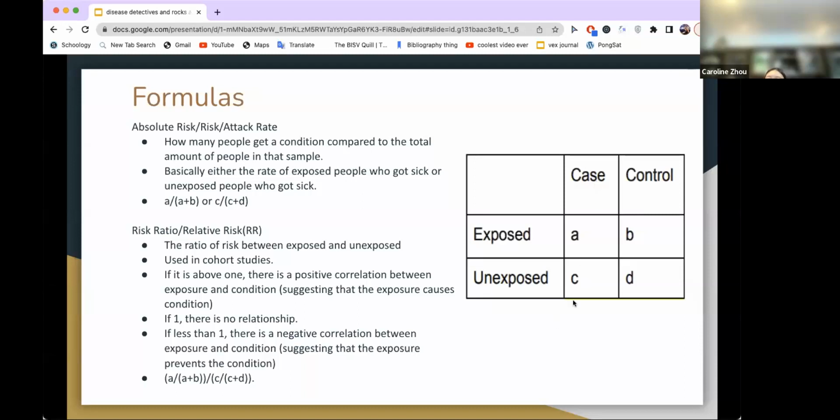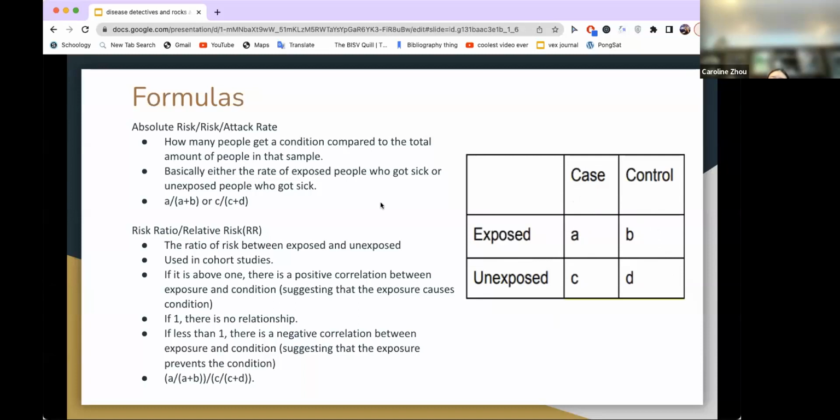So you have letters to represent each of these squares. For example, A would be exposed people who developed the disease. B would be exposed people who did not develop the disease or medical condition. C would be unexposed people who were a case, and D would be unexposed people who did not develop the disease.